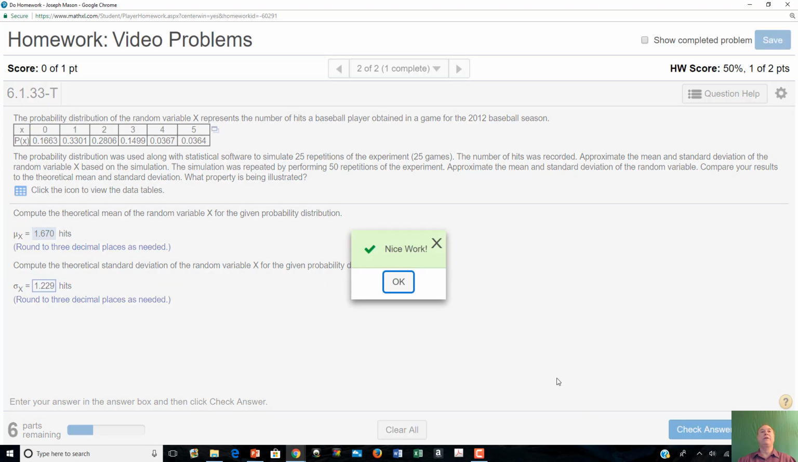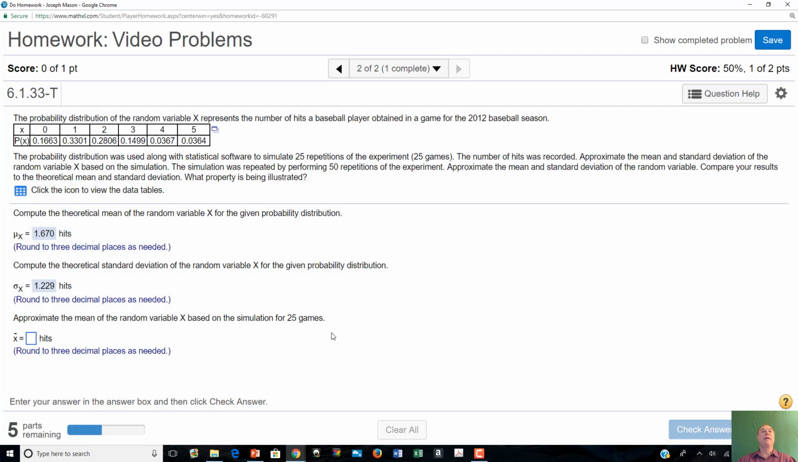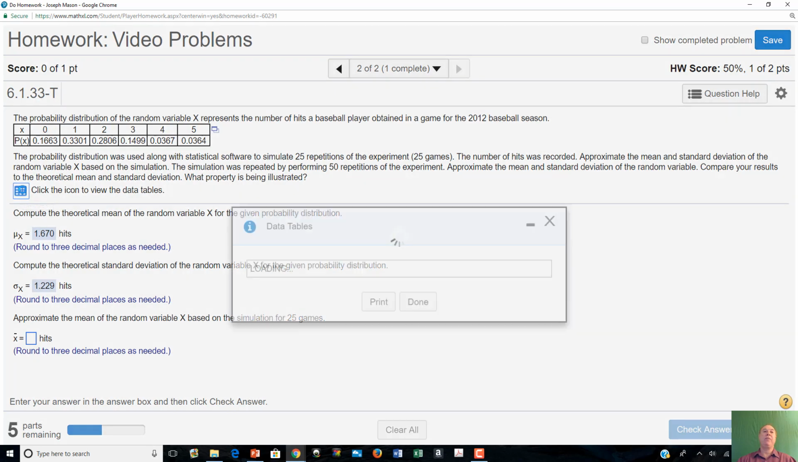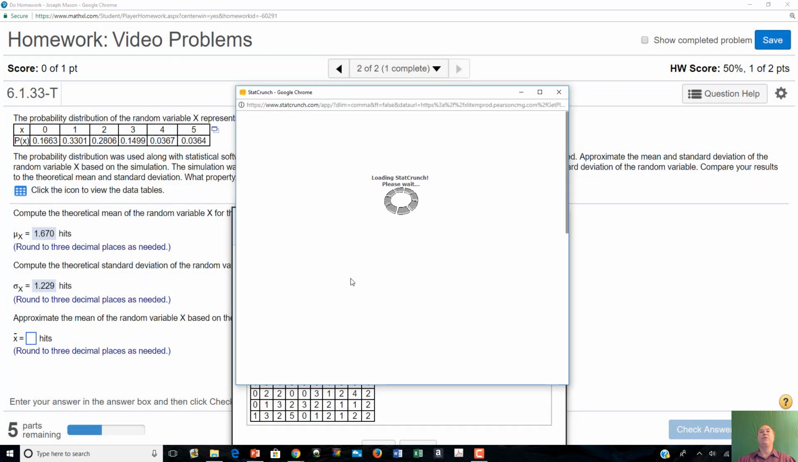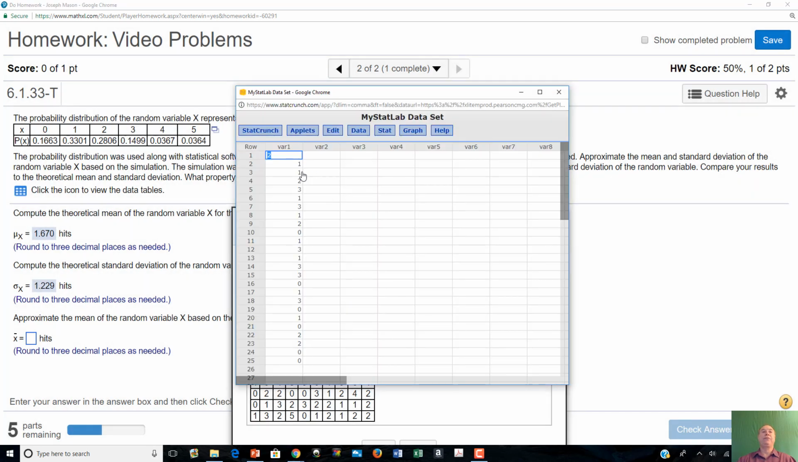Check the answer. Okay. Now approximate the mean of the random variable X based on the simulation for 25 games. So now what they want you to do is go back to what we did in chapter 3. You click on the icon for the table. You notice you have a table for 25 and a table for 50. They want the 25, so we open in StatCrunch.